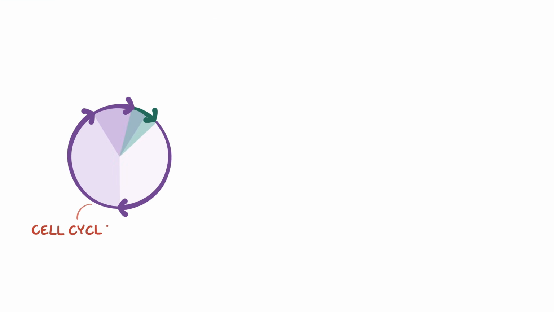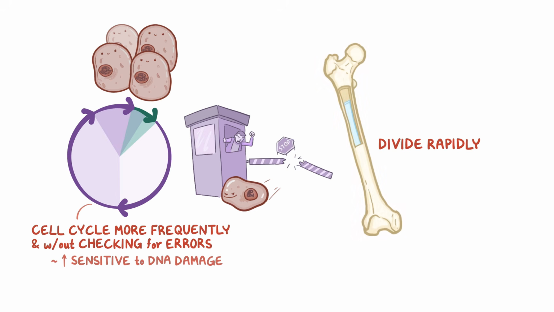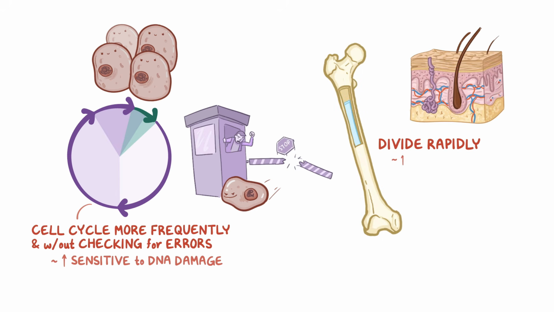Alright, now the cancer cells are also going to go through the phases of the cell cycle, but they undergo this process much more frequently and without checking for errors. Therefore, cancer cells are more sensitive to DNA damage from cytotoxic medications like the anti-tumor antibiotics. There are also normal tissues that divide rapidly, like bone marrow and hair follicles, and they're also more susceptible to damage, which explains why cytotoxic medications are more toxic to these tissues.